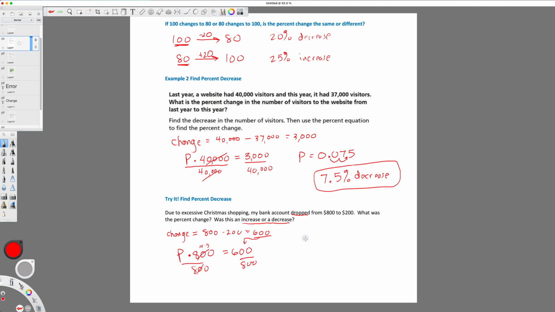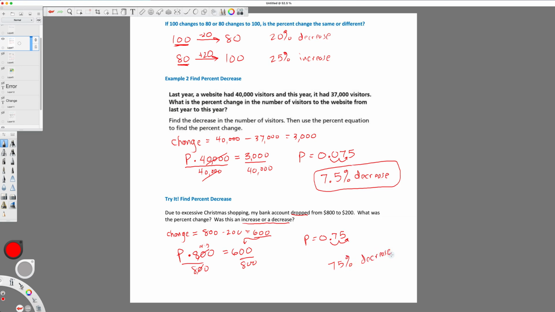And I'll cancel there, and I get P equals 0.75. I didn't need to type that one in. I kind of recognized it. But remember, that's the decimal form. So that is a 75% decrease.